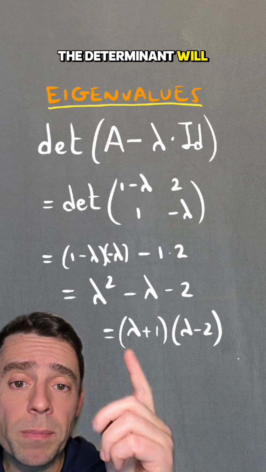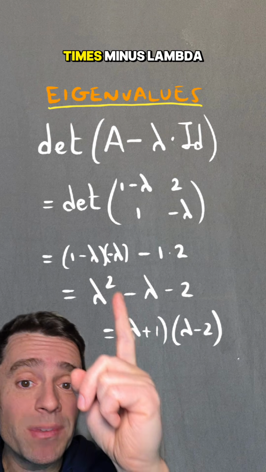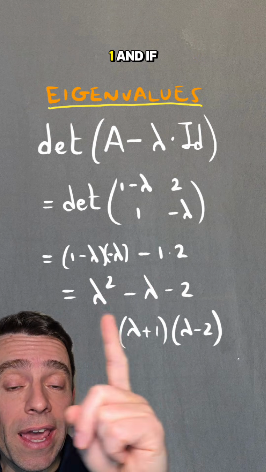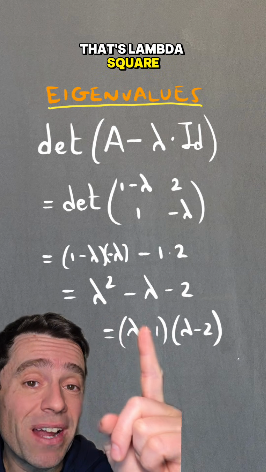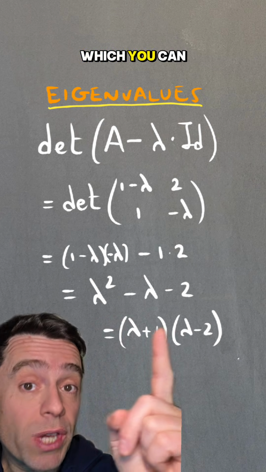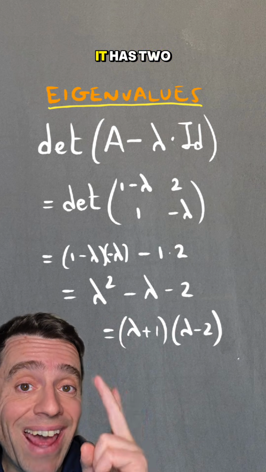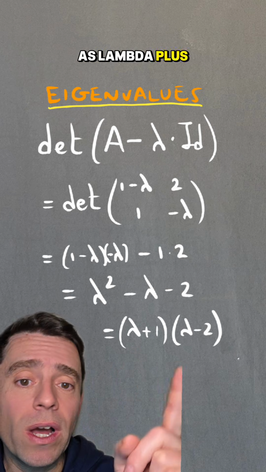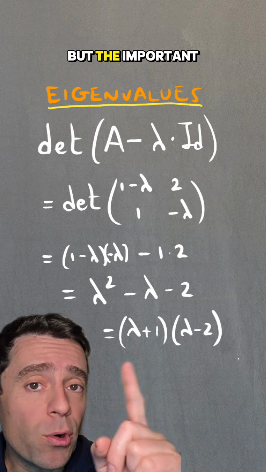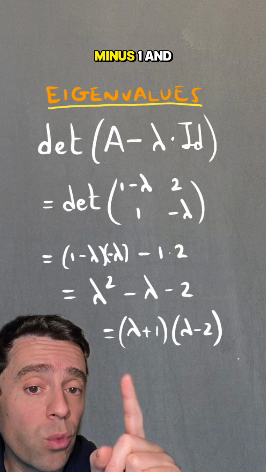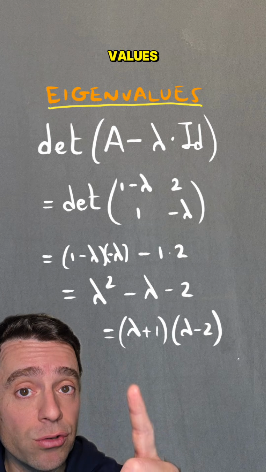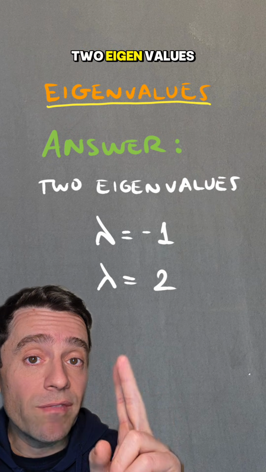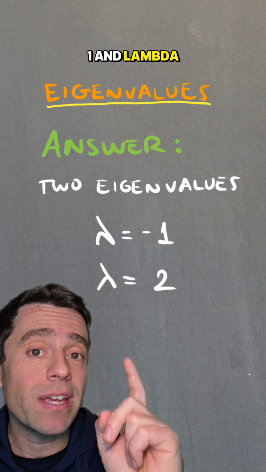The determinant will be (1 minus lambda) times (minus lambda) minus 2 times 1. If you simplify, that's lambda squared minus lambda minus 2, which you can factor. It has two roots, minus 1 and 2, so it factors as (lambda plus 1) times (lambda minus 2). The important part is that there are two roots, minus 1 and 2, and those are the eigenvalues. So the first part of the problem is done. The answer is that there are two eigenvalues, lambda equals minus 1 and lambda equals 2.